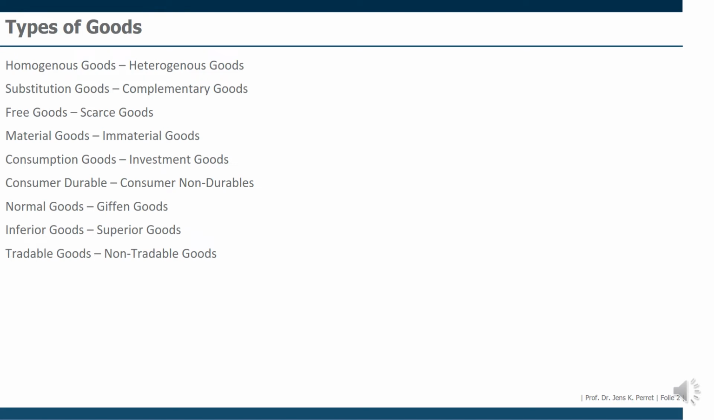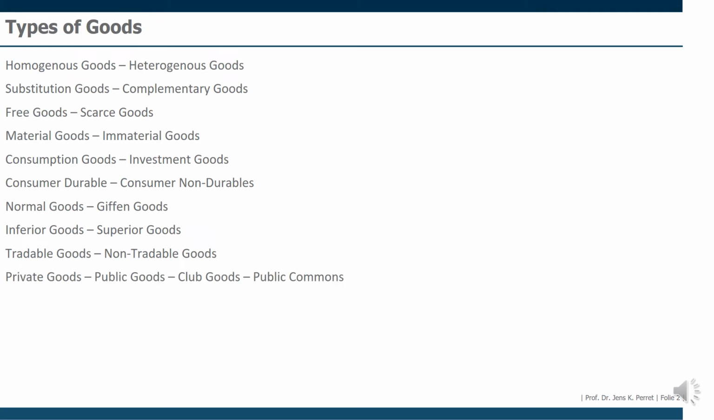Then another easy one is tradable goods and non-tradable goods. So which goods can be traded? It's pretty hard, for example, for services to be traded. On the other hand, it's also a question about which goods are allowed to be traded. So for example, uranium, nuclear weapons, they're non-tradable goods because they are not allowed to be traded.